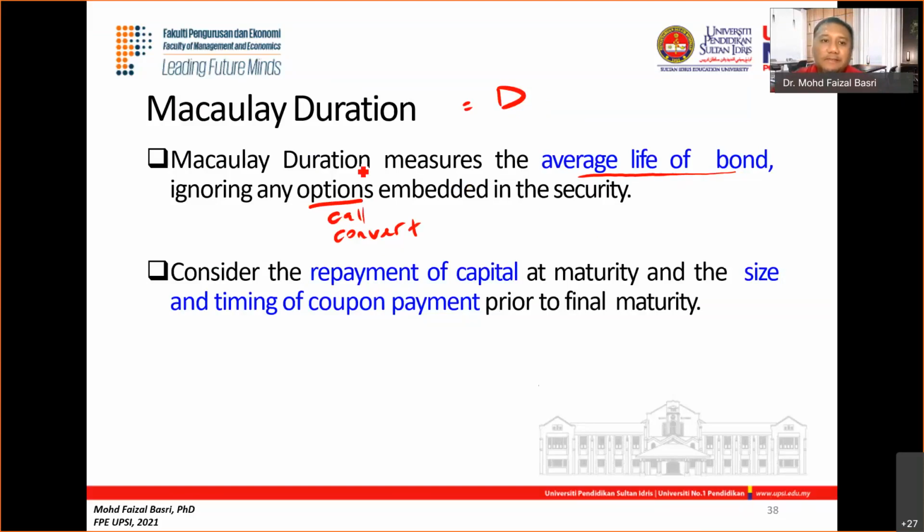Okay, and this duration, like I said, will be measured in terms of years. What will be the average life of the bond remaining? And the maturity will determine how soon it will be. Okay, and this will consider the repayment of capital at maturity, and also the size and the timing of the coupon payment prior to the final maturity.